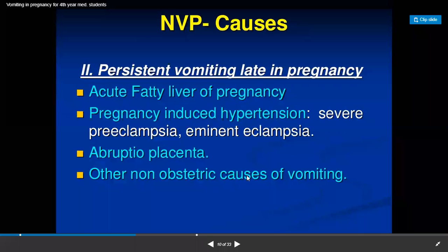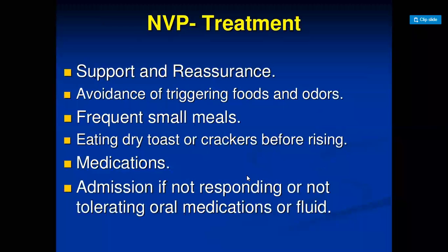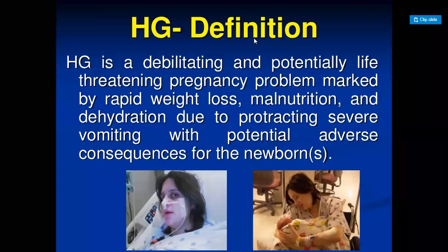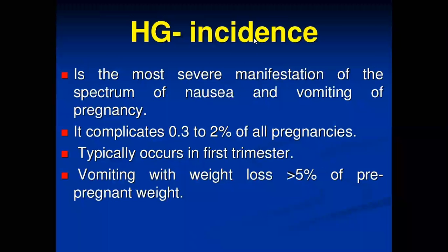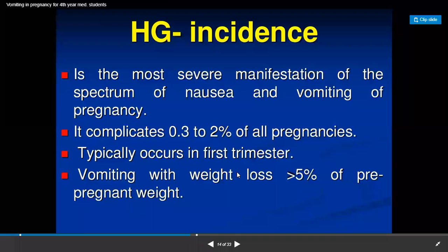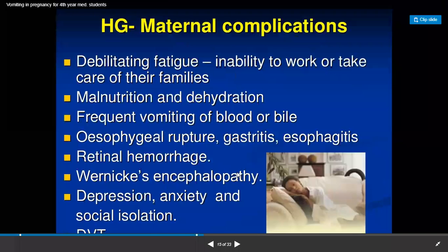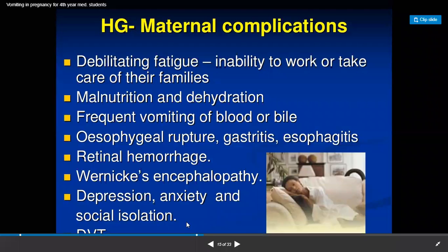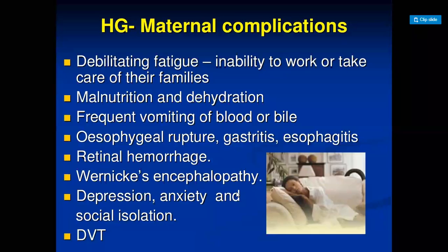Then give assurance and support, initially give medication, then if not manageable at OPD level, admit and treat at IPD level. And with excessive vomiting, the patient has blood loss, so we have to observe that properly. Incidence is 2 out of 100, characteristically presenting with 5% or more than 5% weight loss. And it leads to complications: the patient has debilitating fatigue, some malnutrition, some dehydration. Sometimes there is vomiting of blood or bile, or esophageal reflux. She is depressed, does not want to do any work, with depression, anxiety, social isolation, and DVT. DVT stands for deep vein thrombosis.